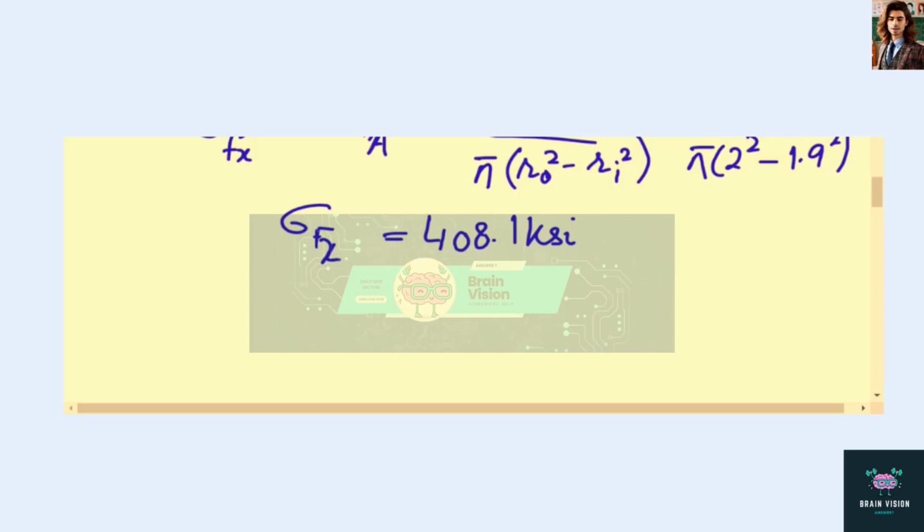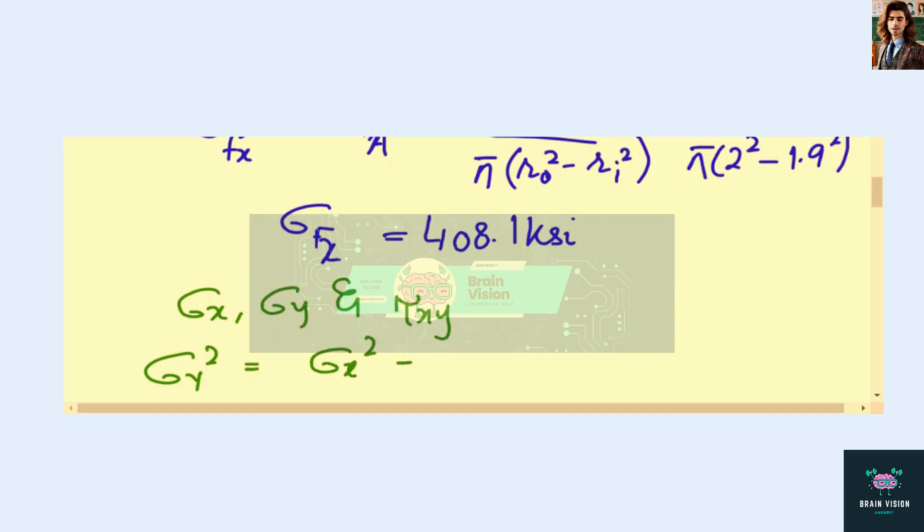Now we found in problem 10.59 that the distortion energy theory can be written in terms of sigma sub x, sigma sub y, and tau xy. That equation is sigma sub e squared equals sigma sub x squared minus the product of sigma sub x and sigma sub y plus sigma sub y squared plus 3 times tau sub xy squared.